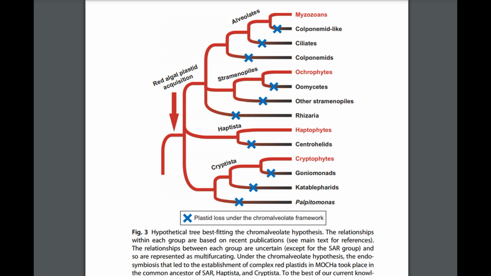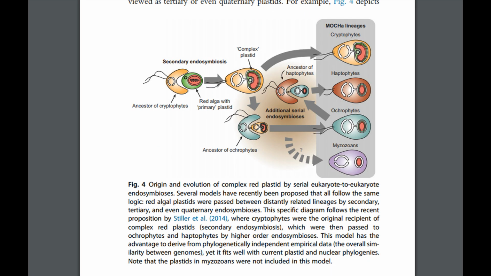The question is whether there was a single chromist ancestor that engulfed a red alga, and later multiple lineages lost their plastids, or whether different chromist lineages engulfed a red alga independently. Some researchers have proposed the Rotoplex Hypothesis, where the red algae plastid was passed on from one chromist lineage to another, and so on, in a series of endosymbiotic events.